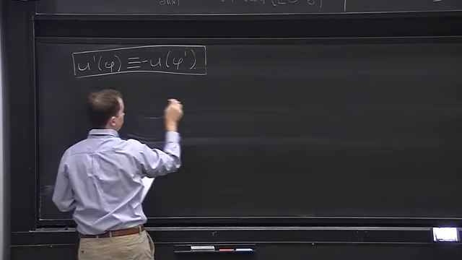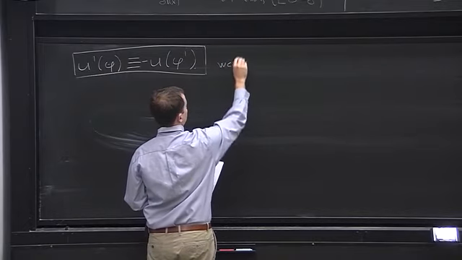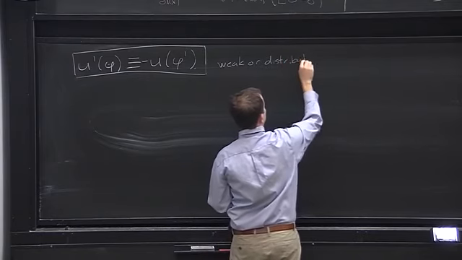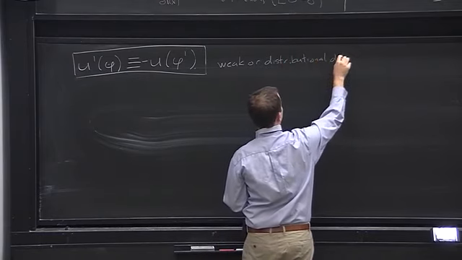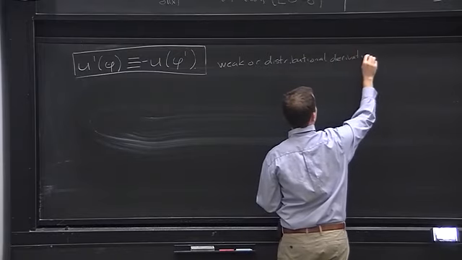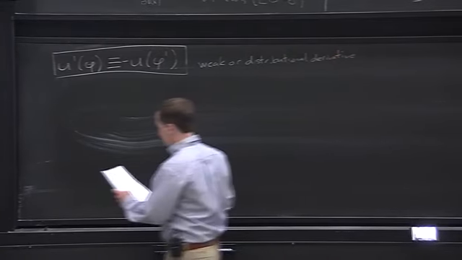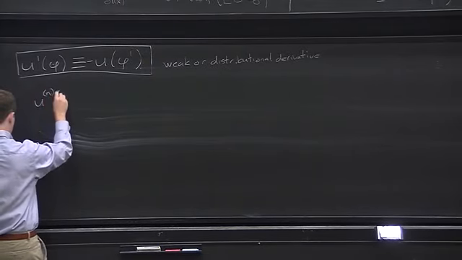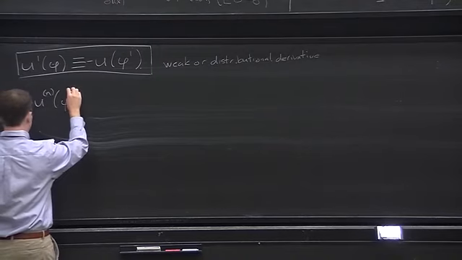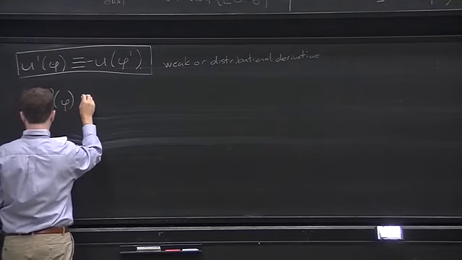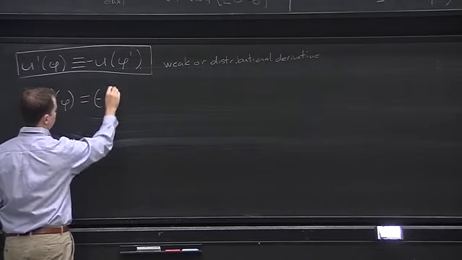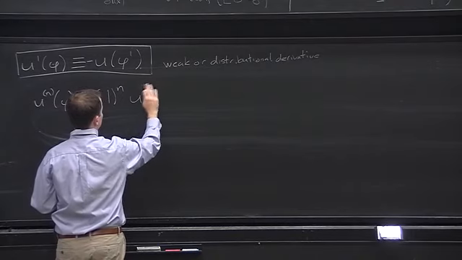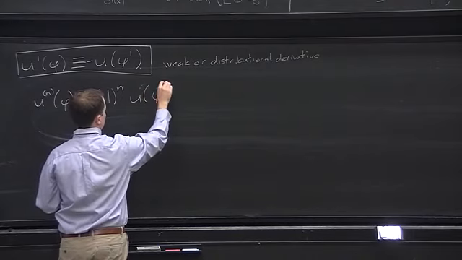This is the definition. It's known as the weak or distributional derivative. And we can do this as many times as we like. And we just get a factor of (-1)^n and n derivatives acting on the test function.